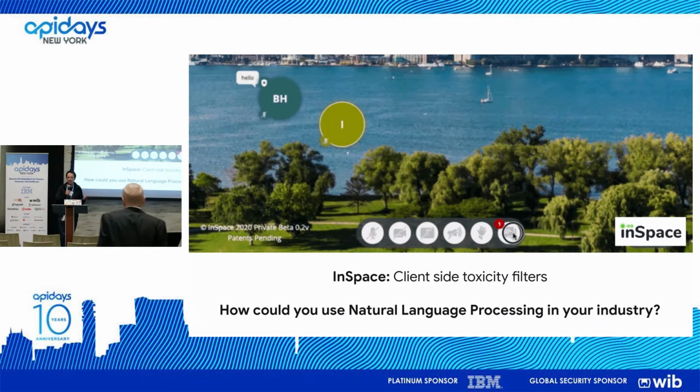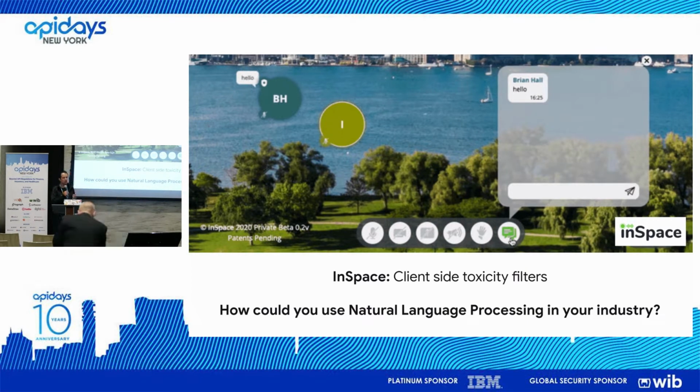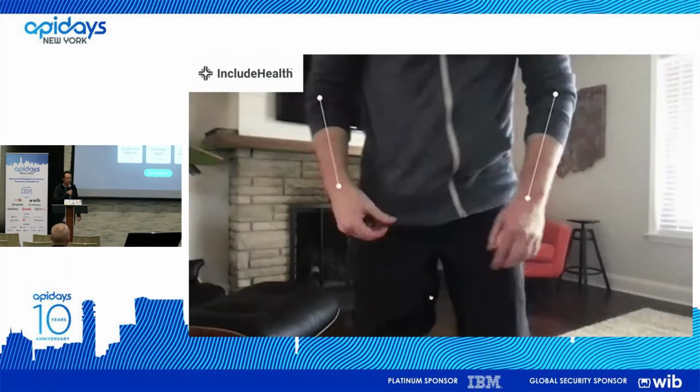Maybe you're in the finance industry and you're trying to find stock ticker symbols on Twitter to see what people are talking about. You can understand the sentiment of that and then get a better understanding of the markets for a given area or time. So moving on to the next example, Include Health.